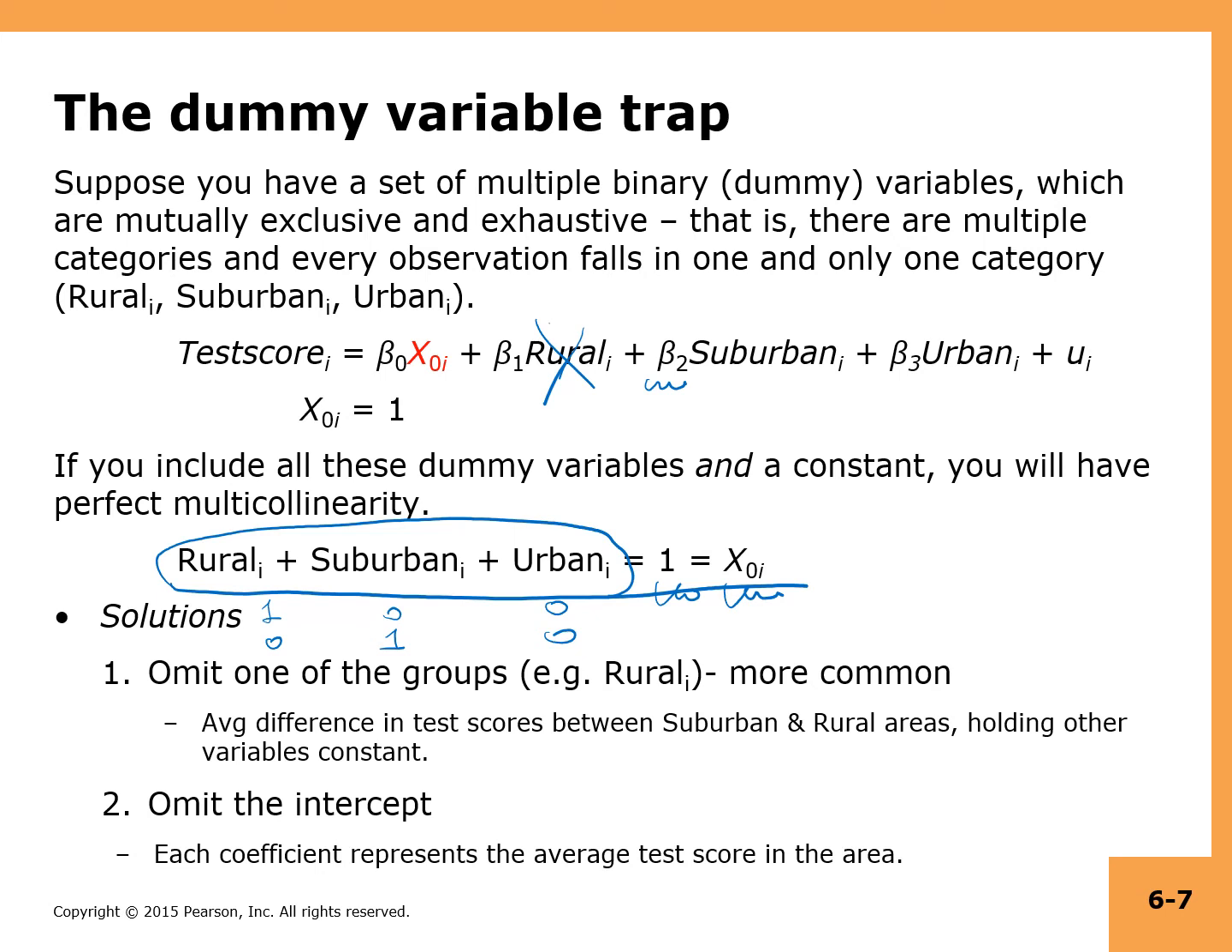A second solution is, instead of omitting rural, you drop the intercept. So you regress test score on rural, suburban, and urban. In this case, the meaning of coefficient beta 2 is the average test score of suburban, because when you have a district that is from the suburb, your rural dummy variable would equal 0, the suburban dummy variable would equal 1, and the urban dummy variable equals 0. So what you have remaining is only beta 2. So beta 2 becomes the average test score of the suburban district.